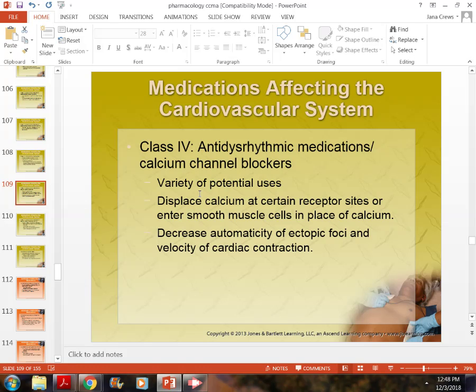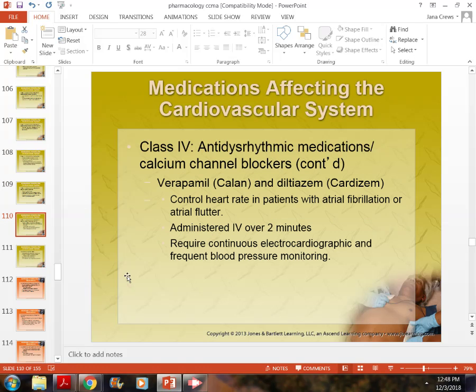When they displace the calcium at certain receptor sites, it can affect smooth muscle. And so sometimes people that take these medications will have a dry, hacky cough all the time, just because of the side effect of it. If that does happen, lots of times they have to be changed to a different medication, because they can't sleep sometimes due to it. It decreases automaticity. It helps decrease those PVCs or PACs, the extra atrial or ventricular beats, and makes a better contraction of the heart.